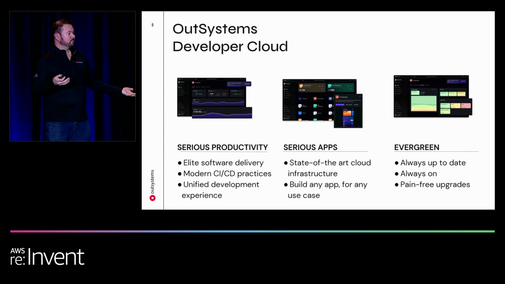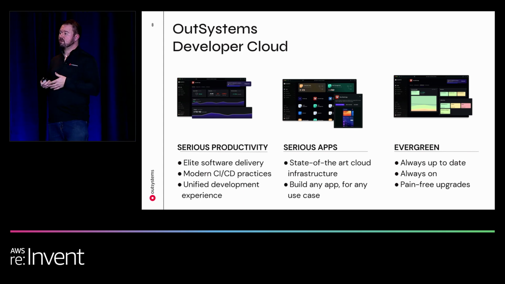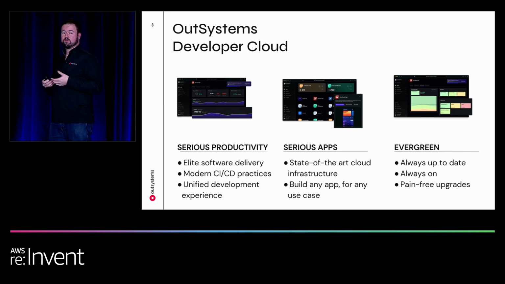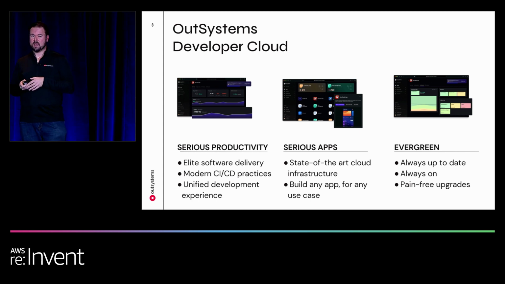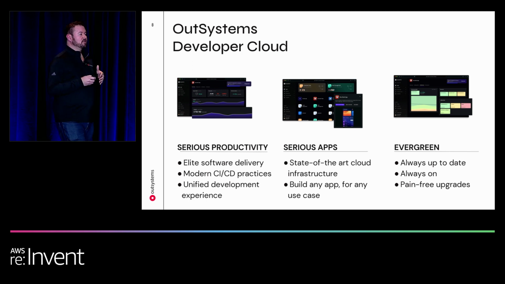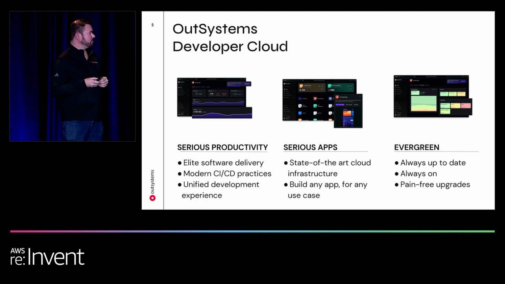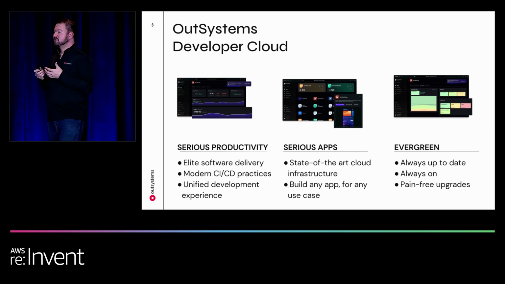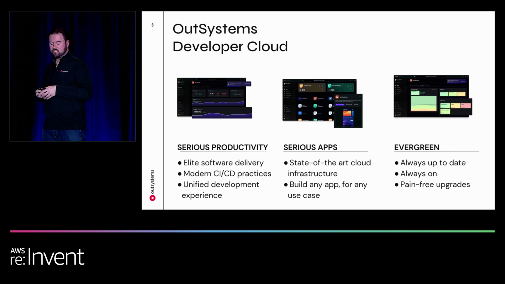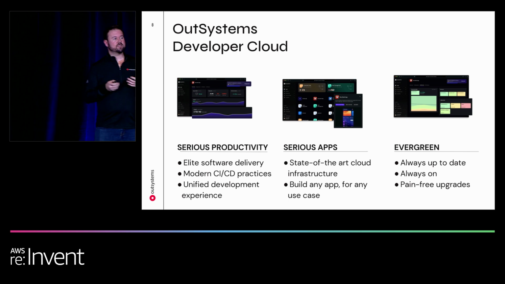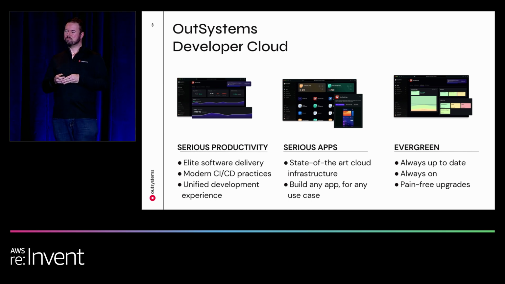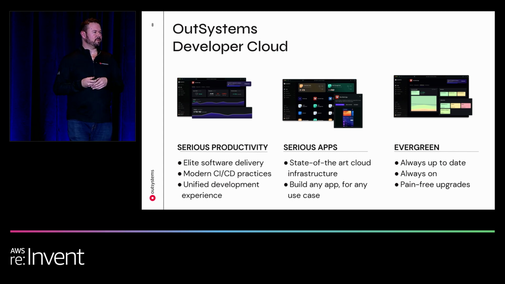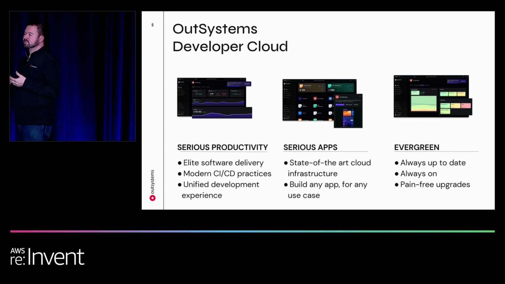So what we have brought to market over the last 20 years, and are now actually reframing as we've gone through our own re-architecture and modernization, is what we call OutSystems Developer Cloud. This is meant to drive productivity for developers. This is to build serious mission-critical applications and to continue to do this in an evergreen way. Oh, evergreen. That's like the new buzzword, right? I could have put synergy up here, and it probably means about the same. What we mean by evergreen is that we are always up to date.